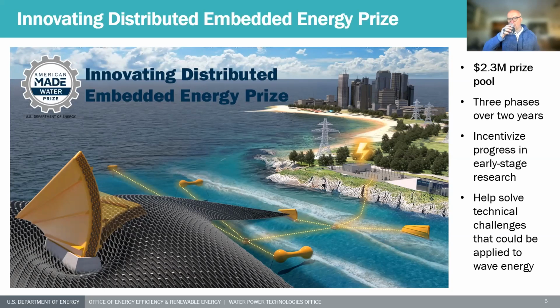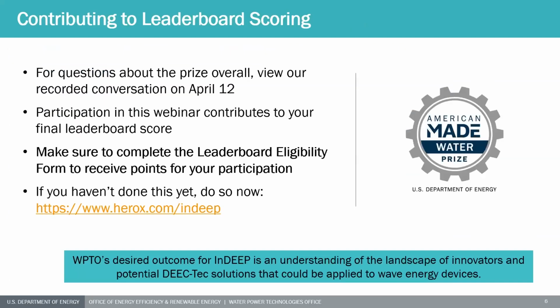Sure. Thank you, Joachim. So the prize is a $2.3 million pool of money. There's three phases, as Joachim essentially illuminated. The incentive of the prize is we want early stage researchers and a solver community to help address these technical challenges that are associated with wave energy underneath the banner of distributed embedded energy converter technologies.